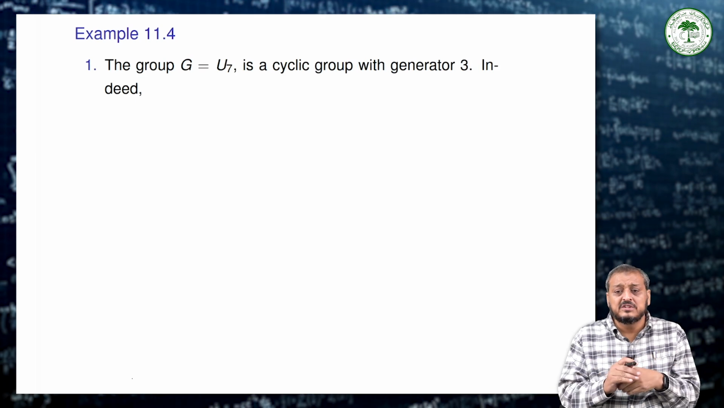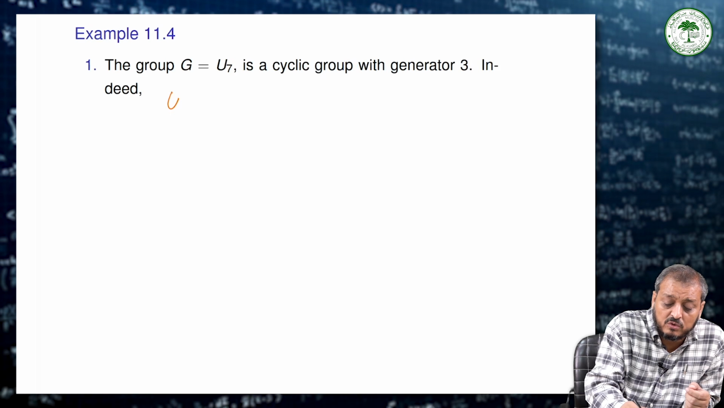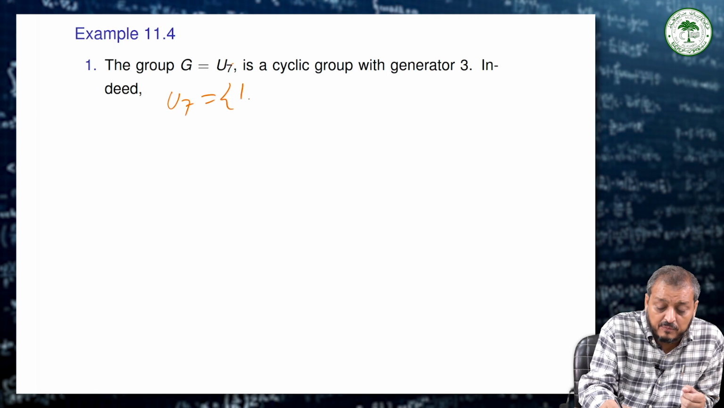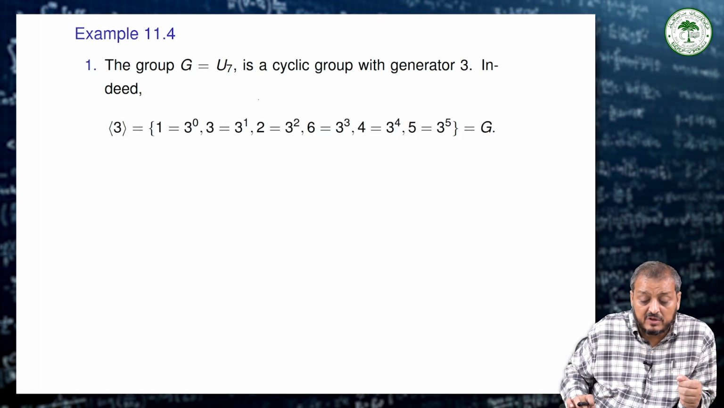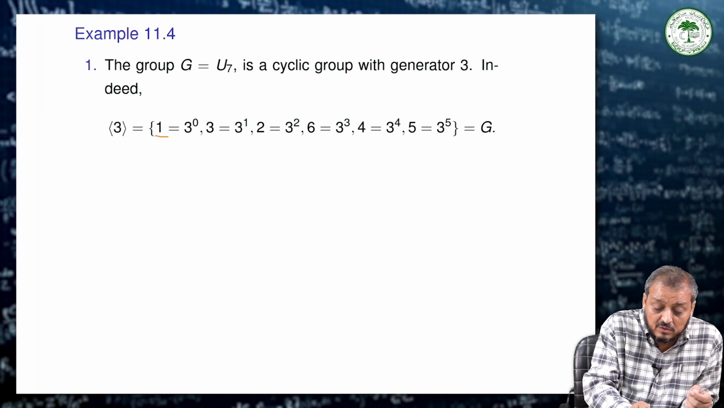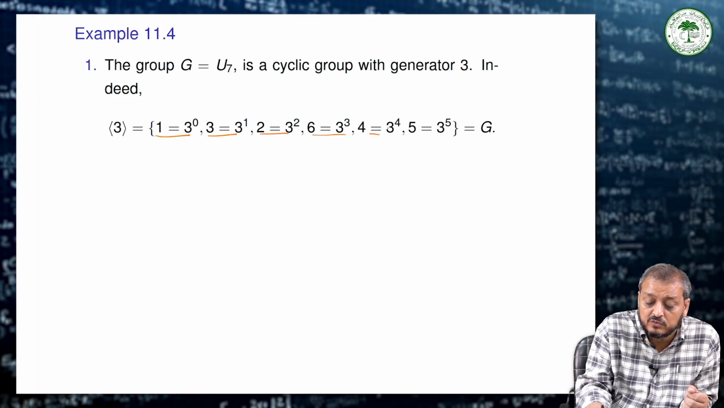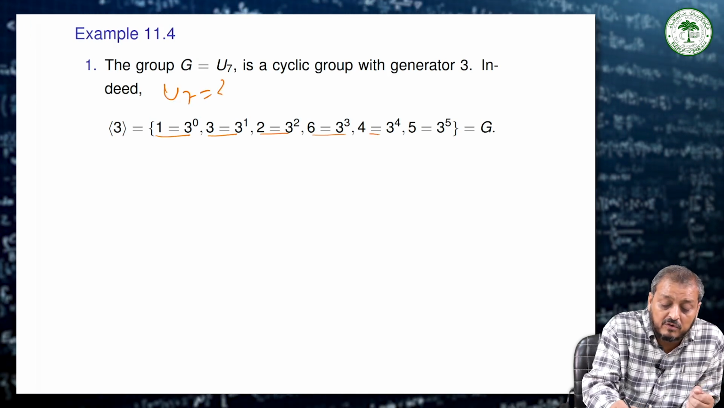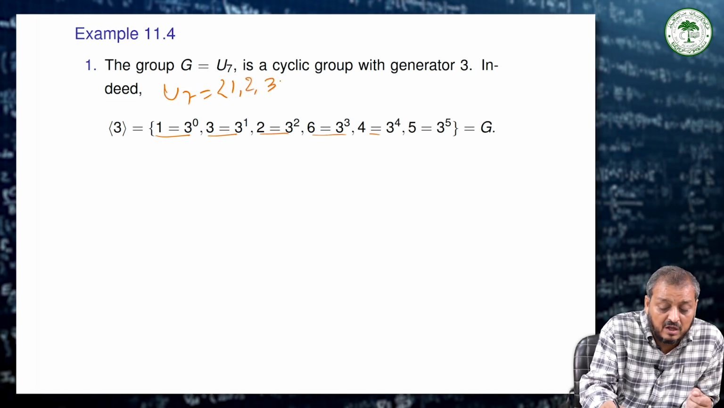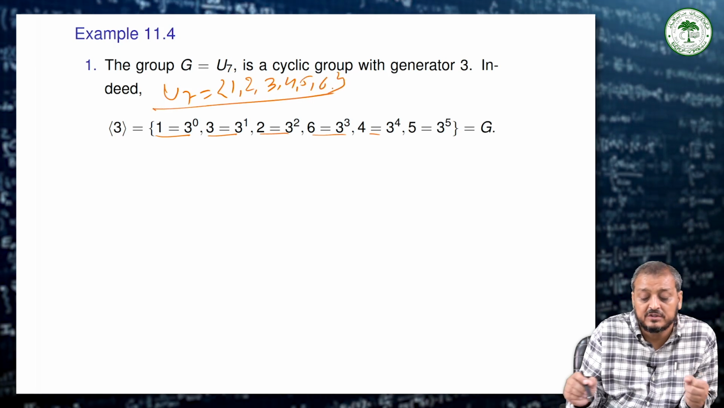Let the group G be U7. Now G is equal to U7. You know that the elements of U7 are those relatively prime to 7, that is 1, 2, 3, 4, 5 and 6. These are the elements of this group.